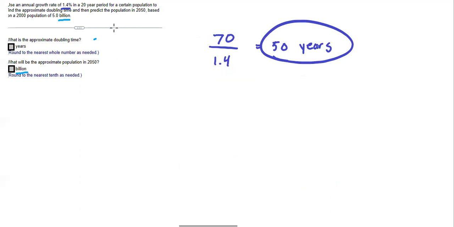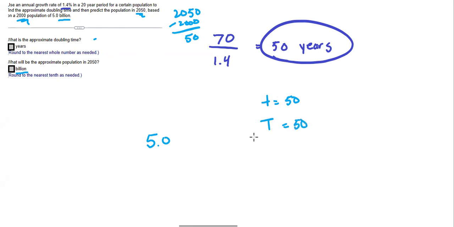But we can figure that out because they say that the population was 5 billion, or 5.0 billion, however you want to put the 0.0, that's fine. But it was 5 billion in the year 2000. We're predicting it in 2050. So how many years have passed between those two? Well, 2050 minus 2000 means 50 years have passed. So my little t is 50. My big T also happens to be 50 because big T, remember, is the doubling time.